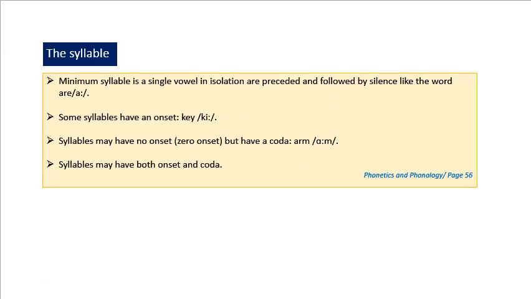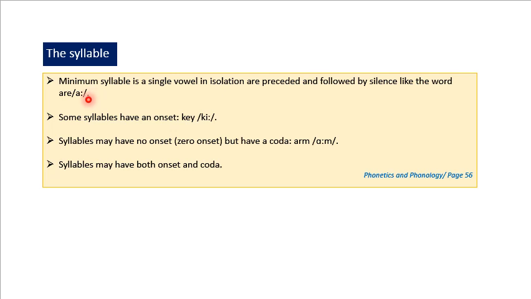As a matter of fact, the syllable might have different types as we are presenting here. We have one, two, three, four types here. And the first one, we call it the minimum syllable, which is a single vowel in isolation, preceded and followed by silence, like the word ah.